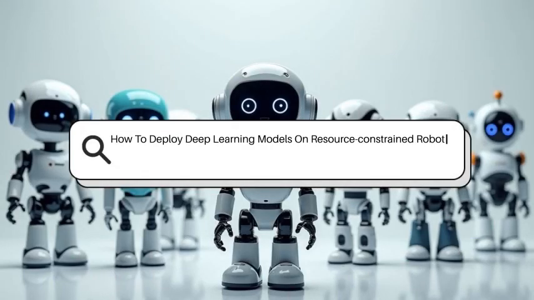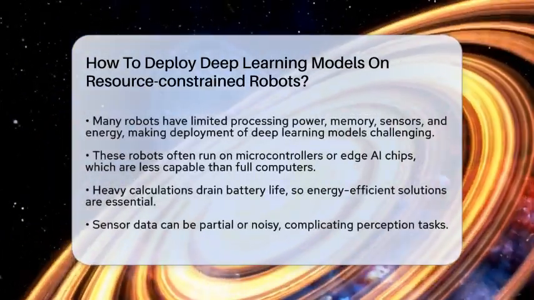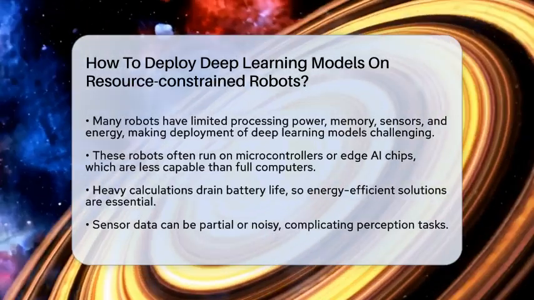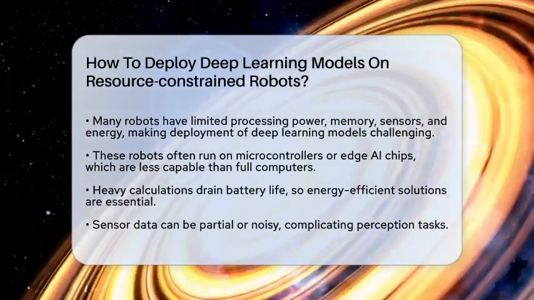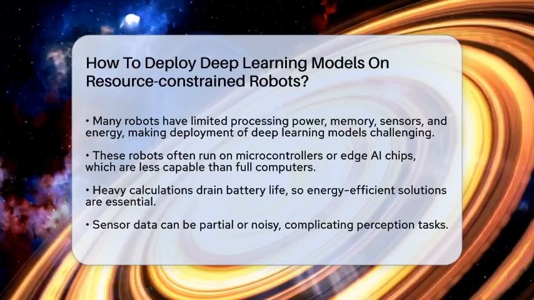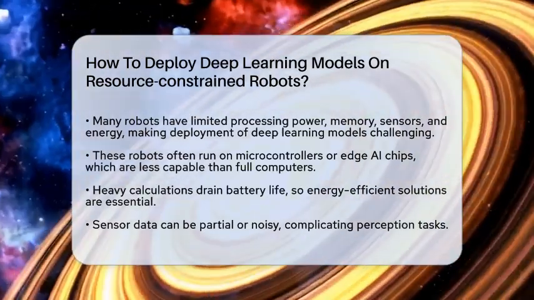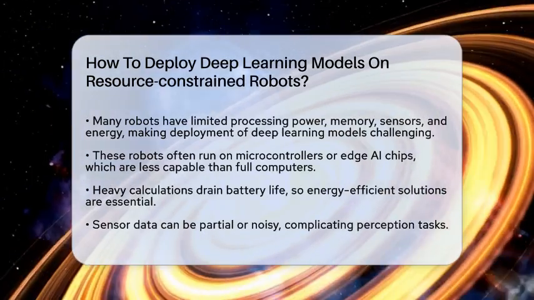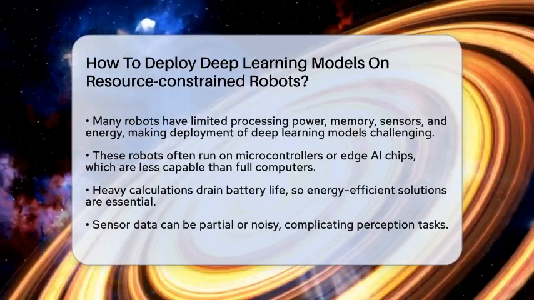How to deploy deep learning models on resource-constrained robots. Imagine trying to teach a tiny robot to recognize objects or navigate a room with only a small brain and limited energy. That's the challenge many robotics engineers face today. When working with robots that have low-power processors, small memory, and limited sensors, deploying deep learning models becomes a puzzle.